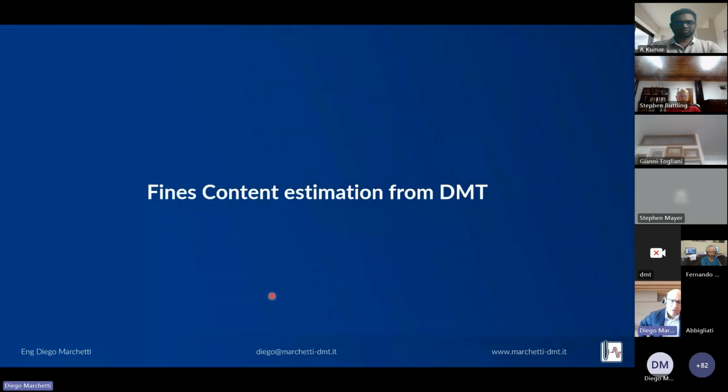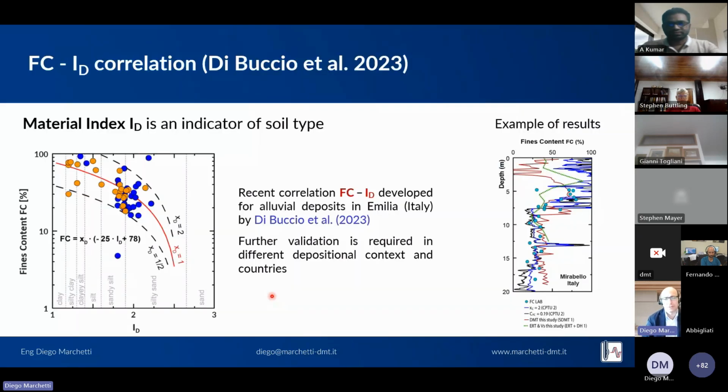Now, a very, very recent publication started to propose a fines content correlation for DMT data. Since the material index ID is an indicator of soil type, it was chosen as the main parameter for this correlation, actually as the only one, ID.